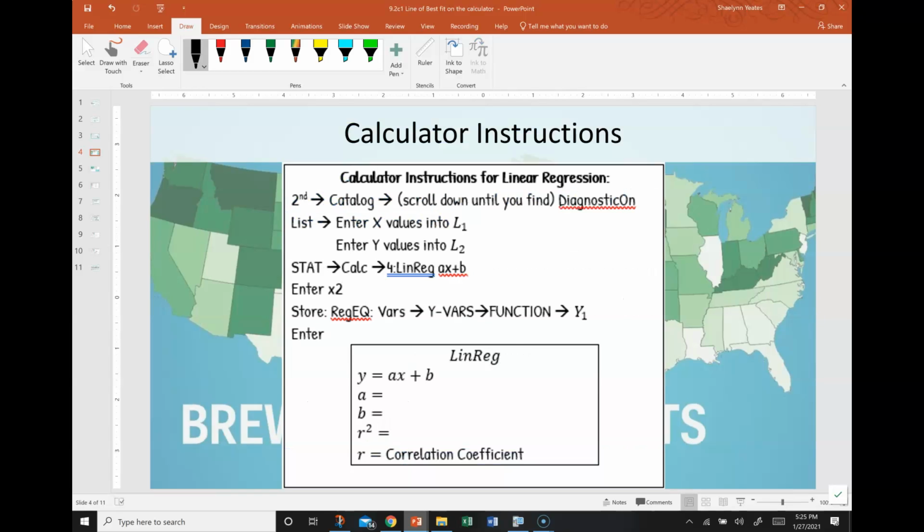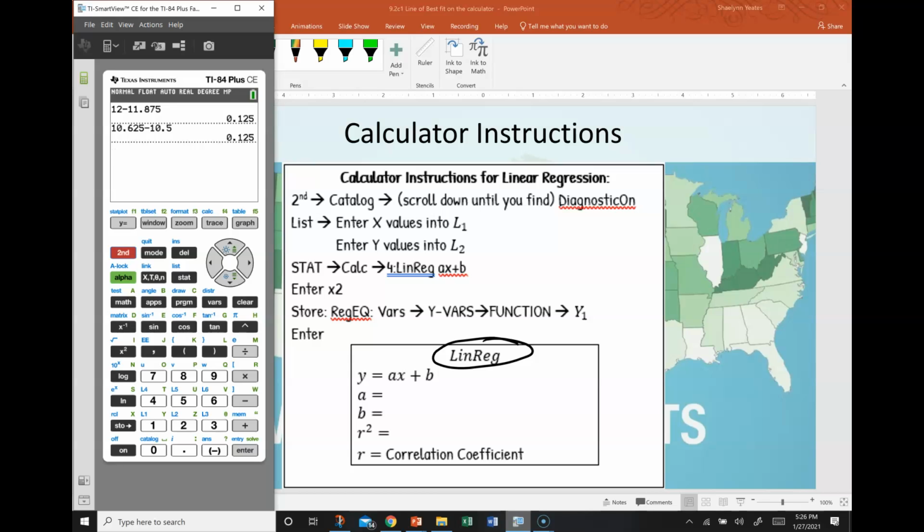We are going to be doing a linear regression. Okay? So for our calculator instructions, we go to our calculator. We push second. This is the first thing you need to check. Then press the catalog button, it's the 0 button. Then you go down until you find diagnostics on. It's down quite a ways, just keep going. Okay, there's diagnostics off, diagnostics on. Hit enter. Hit enter. Okay, cool. It's done. It turned on diagnostics.